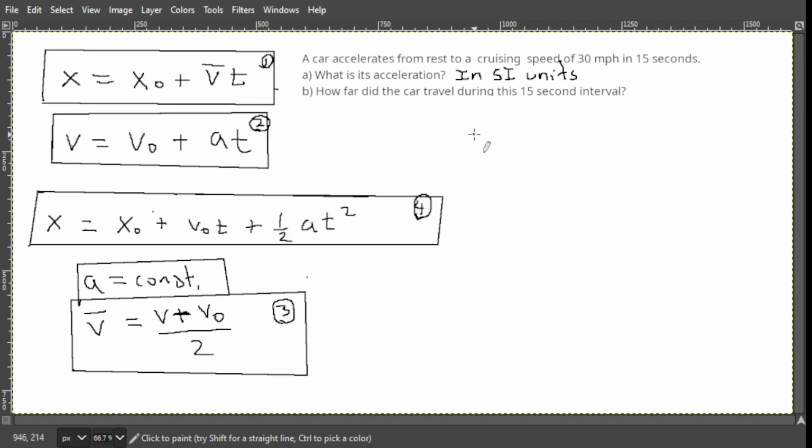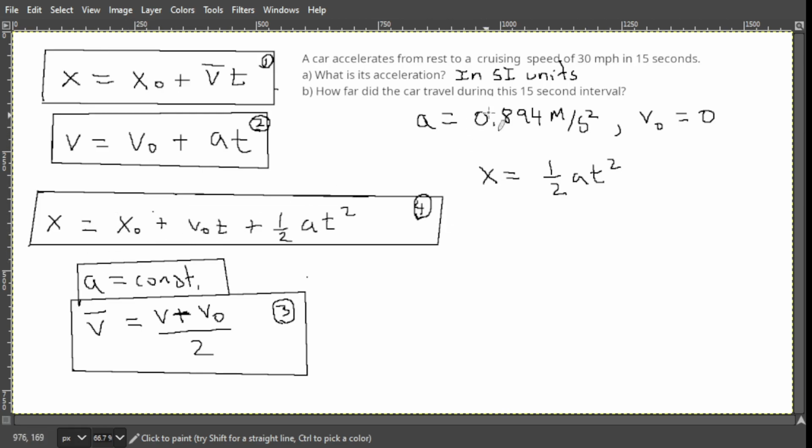So let's recall, what was the acceleration? 0.894 rounded meters per second squared was the acceleration, the constant acceleration that we found. So now, how far did the car travel during this 15-second time interval? So remember, the car started from rest. So if we like, we could just use this equation right now to find how far the car traveled. Since the initial velocity v0 is equal to 0, we can just eliminate that term here. 0 times anything is 0, so that term is 0.